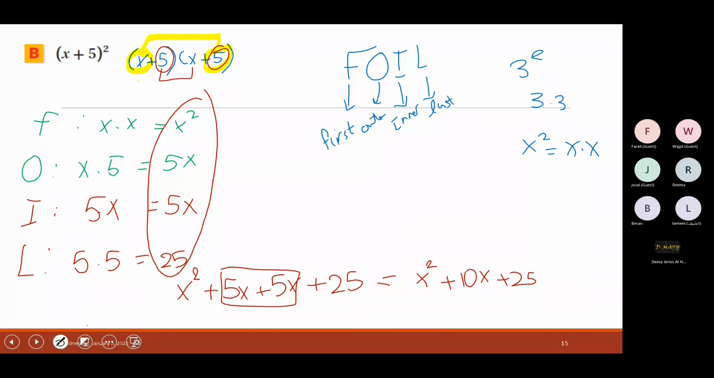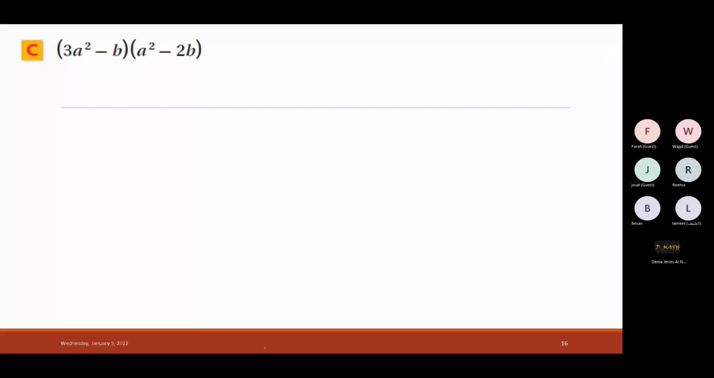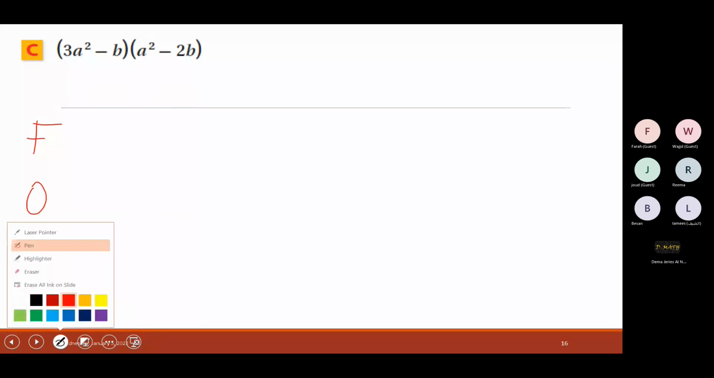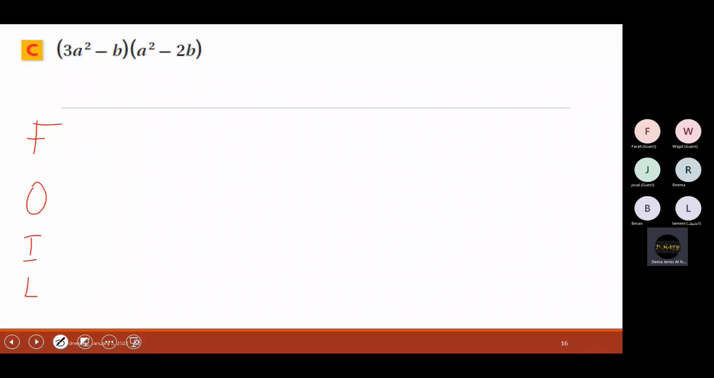Yes, teacher. Okay. Let's solve now this one here: 3a squared minus b times a squared minus 2b. We're going to use now the FOIL method. The first one, Bisan. What are the two first terms?